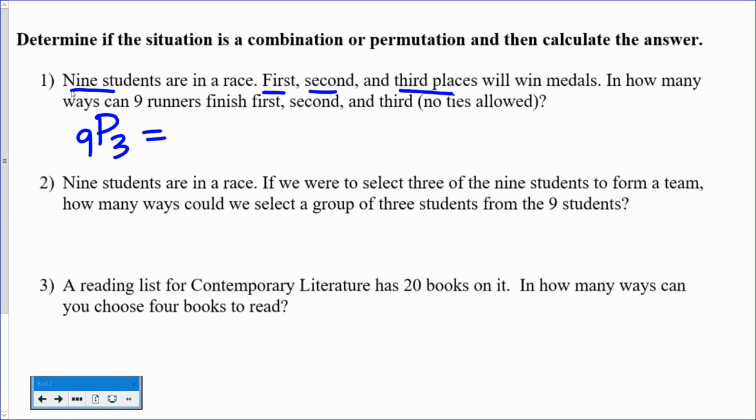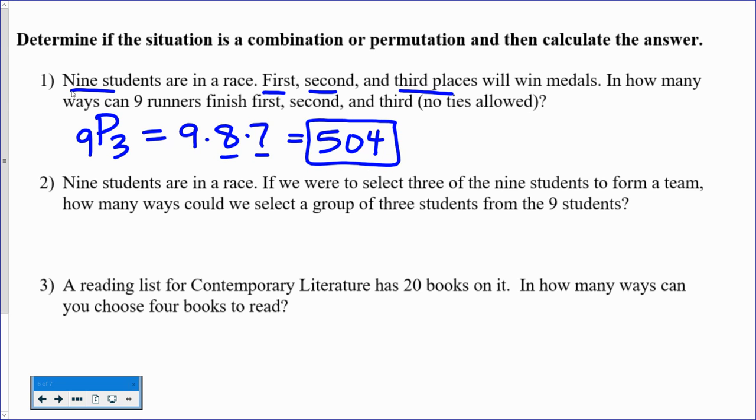If I'm doing this by hand, my shortcut would tell me start with 9, go out to the 3 places. 9 possibilities for someone to win. Only one person can win because there are no ties. Then there are 8 possible people remaining to get second place. No ties, so then 7 remaining after that. So 9 times 8 times 7 would give me 504 options.